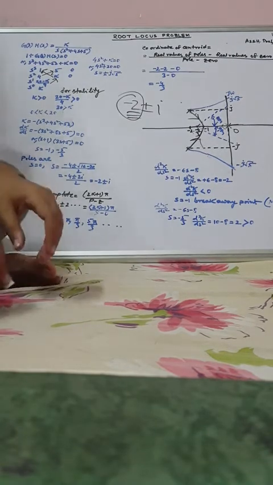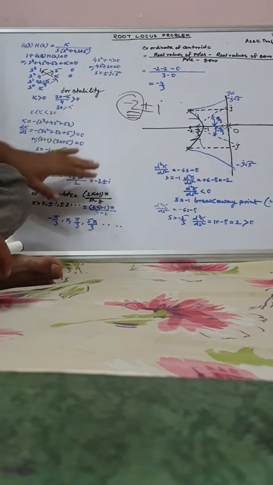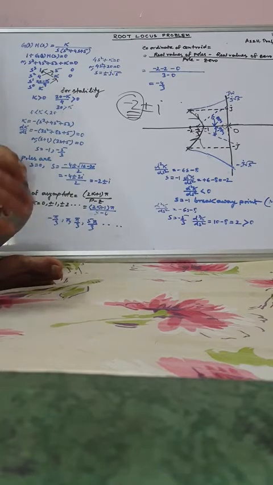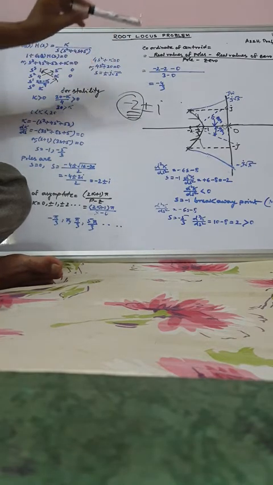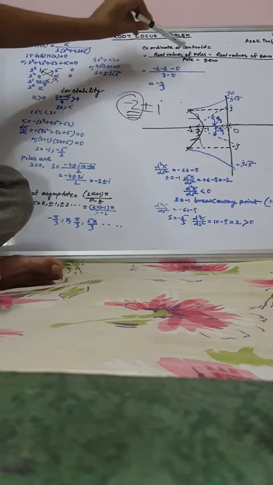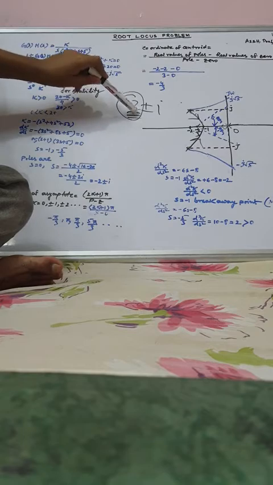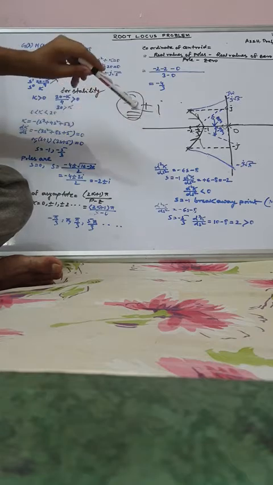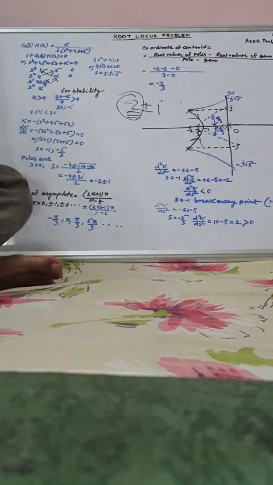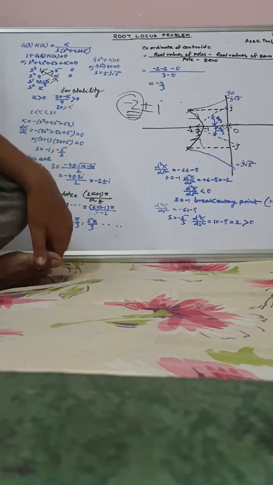So I have taught you 5 root locus problems. This is the most critical one. The rest 4 problems are quite easy. This is the critical problem. Remember, here we have complex poles, and remember one thing: coordinate of centroid means real values of poles minus real values of zeros divided by number of poles minus number of zeros. Don't take the modulus of this. -2 is the real value, and j is the imaginary value.